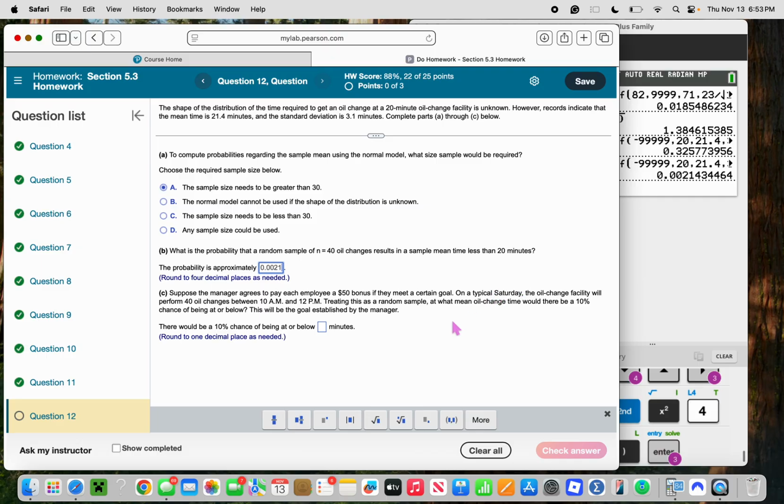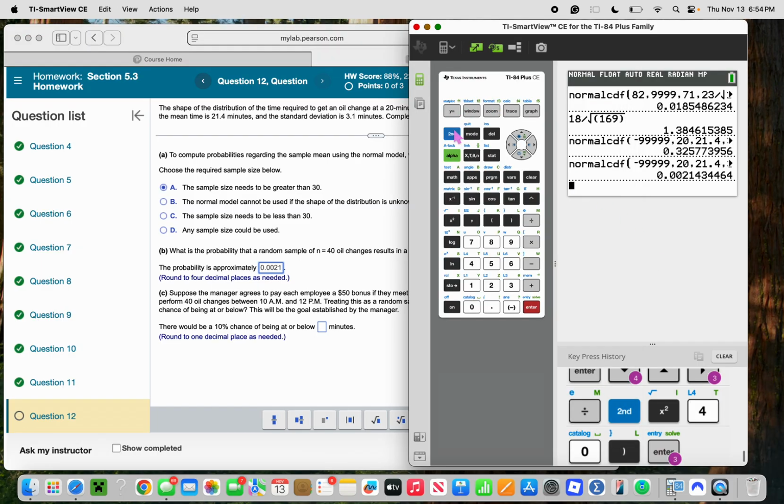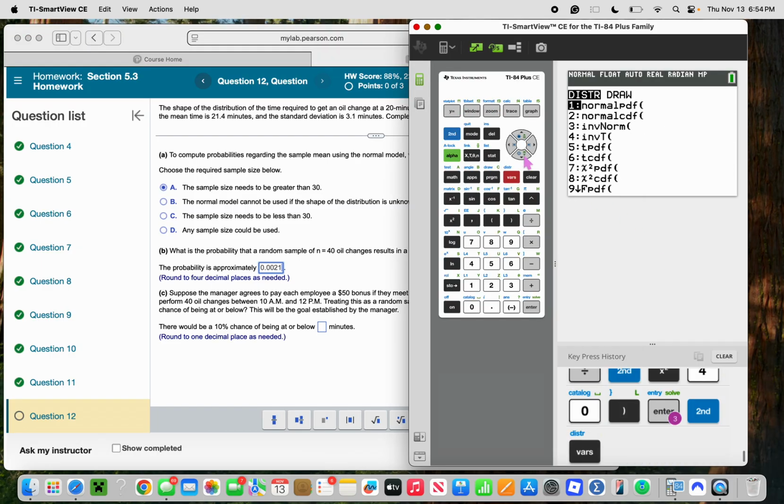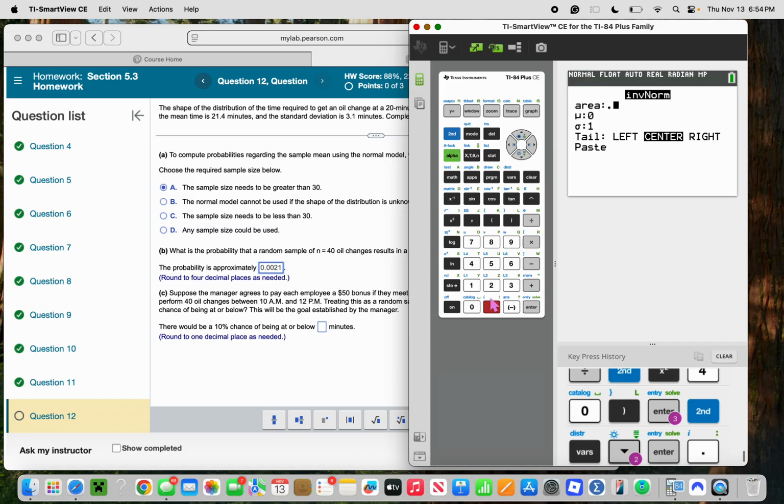Suppose the manager agrees to pay each employee a $50 bonus if they meet a certain goal. On a typical Saturday, the oil change facility will perform 40 oil changes between 10 and 12. Treating this as a random sample, at what mean oil change time would there be a 10% chance of being at or below? 10% is an area. So when we need a value, we have to go to the inverse of normal CDF. So now we have the probability.